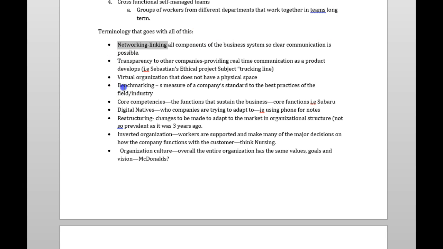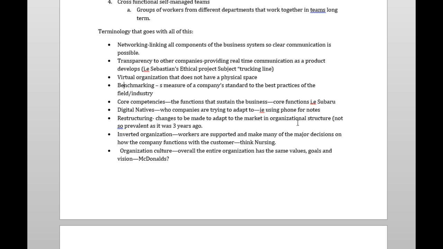There's benchmarking, and that's a measure of a company's standard compared to the best practices of that industry. The industry has gotten together and said, these are the best practices, how well do you measure up? Core competencies are the functions that sustain the business.